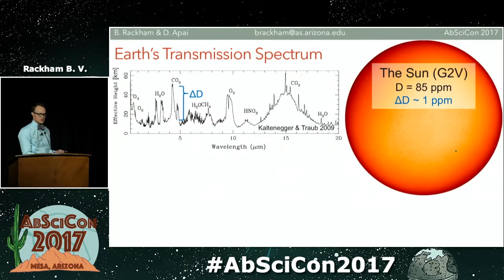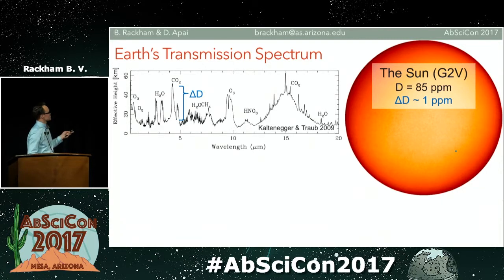For example, here's a transmission spectrum of Earth, as shown here on the left. If an alien astronomer were to look at Earth in front of the sun, it would block out about 85 parts per million of the sun's light. And at some wavelengths, there would be an additional 1 part per million blocked out by oxygen, water, carbon dioxide, or methane in our atmosphere.